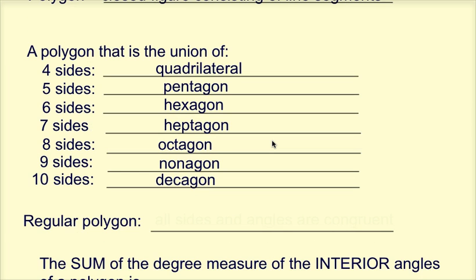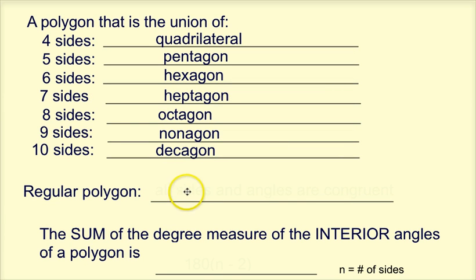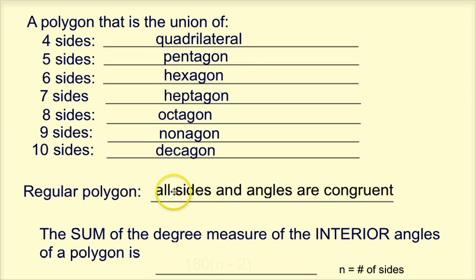A regular polygon, now that's an important thing to know. A regular polygon is a polygon where all the sides and angles are congruent to each other. So if I'm talking about a regular quadrilateral and I want all sides and angles to be congruent to each other, that would be a square. A regular pentagon, all 5 sides are congruent, all 5 angles are congruent. So that's a regular polygon. All sides and angles are congruent.